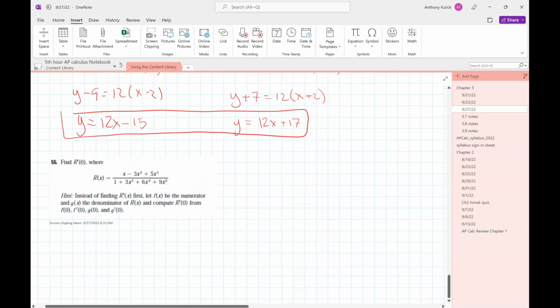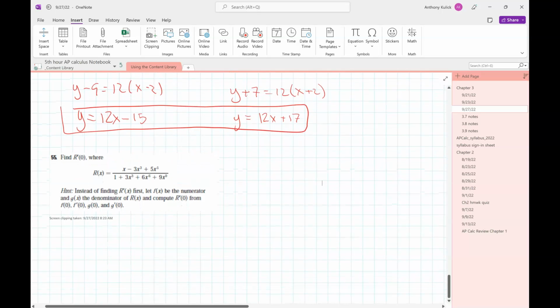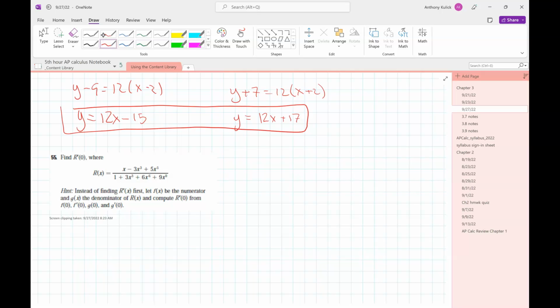Okay. It says find r prime of 0, where r is this function. And it says, hint, instead of finding r prime first, let f of x be the numerator and g of x be the denominator, and then compute r prime of 0 from f of 0, f prime of 0, g of 0, g prime of 0. This was 55 on 3.2.